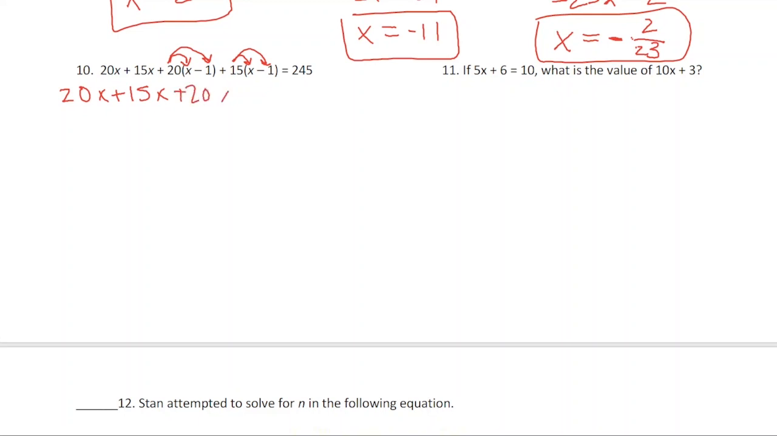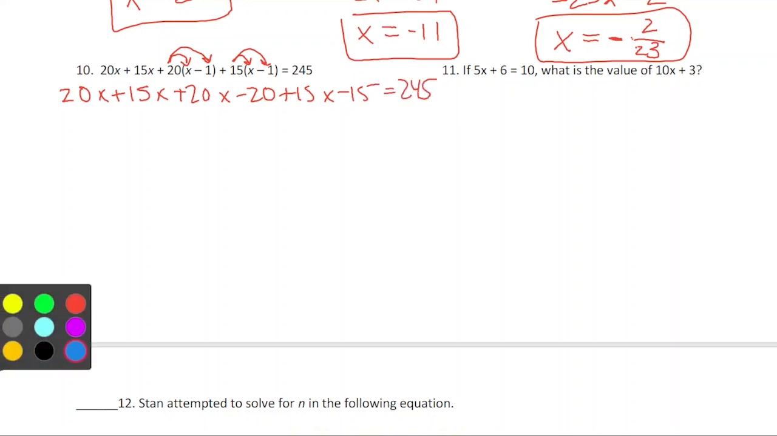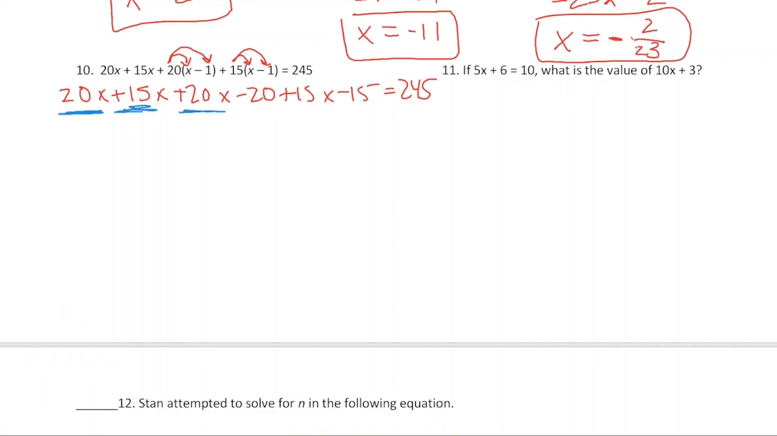So we got 20x minus 20 plus 15x minus 15 equals 245. We got a lot of like terms here. So this is where Cami or whatever tool you're using, it's kind of helpful to use different colors, honestly, so you can underline all the like terms. It's really helpful to me.